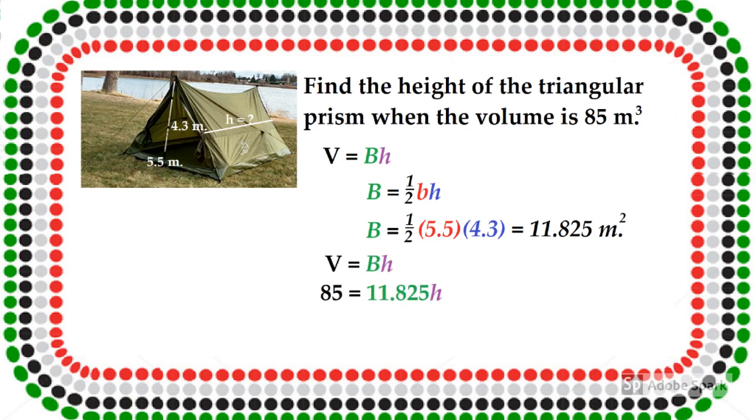To find the unknown, let us use the formula again. V is equal to BH, where the volume is 85 meter cube, the area of the base is 11.825 meters square, and the unknown is height. So, substituting all the values in the given formula, we can come up with 85 is equal to 11.825 H. We are going to divide both sides by 11.825 so that we can cancel the 11.825 on the right side and we can come up with 7.19 meter, which is the height of that triangular prism.